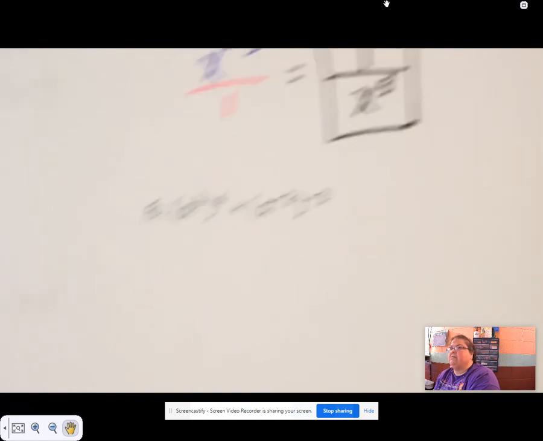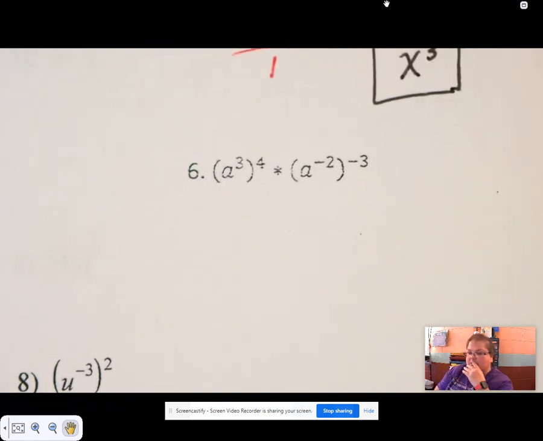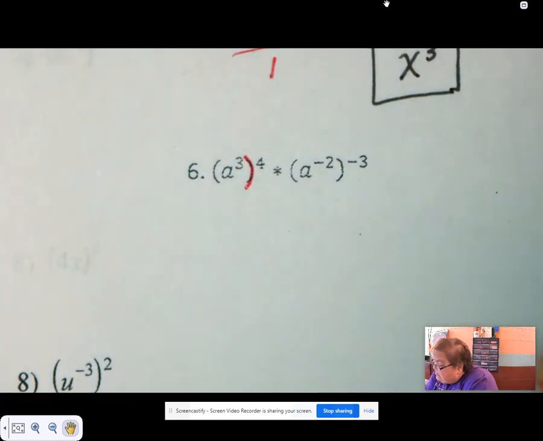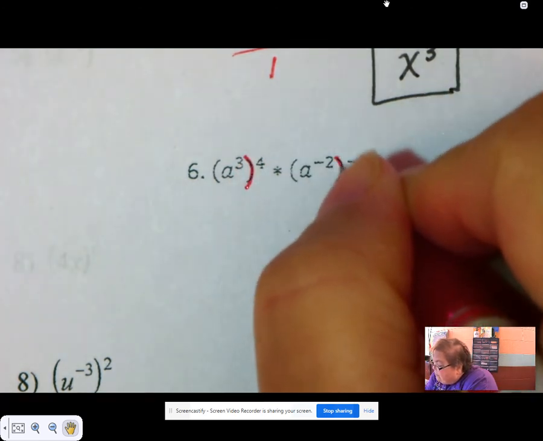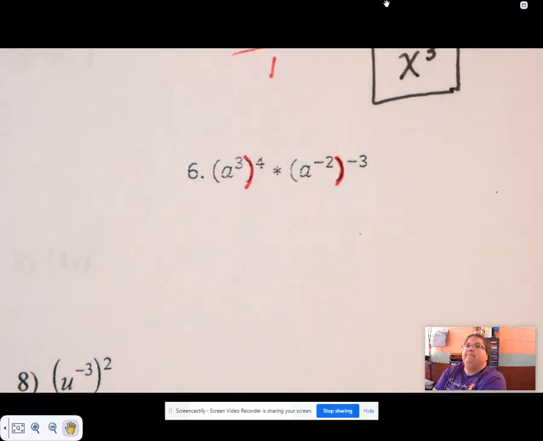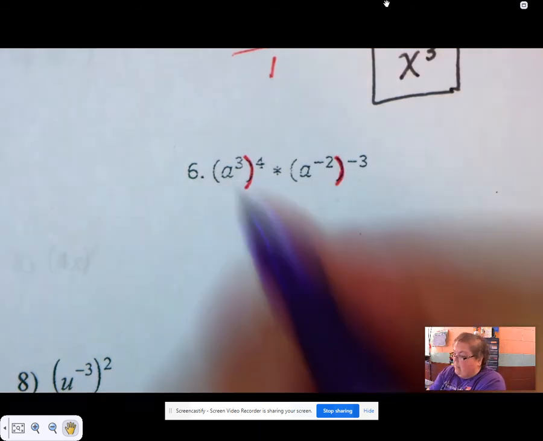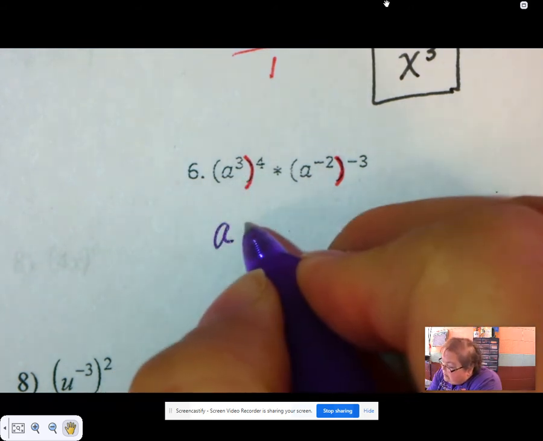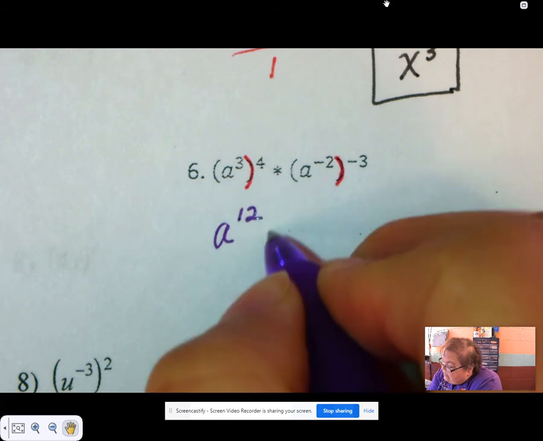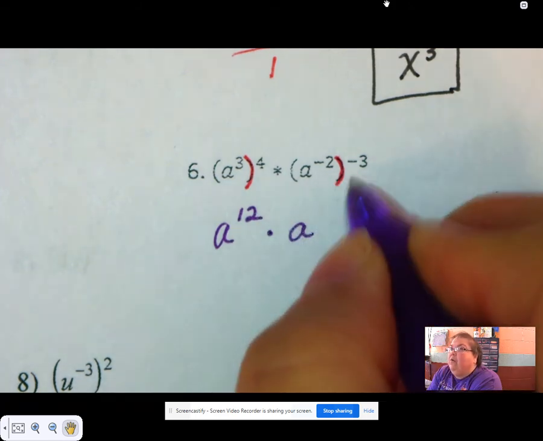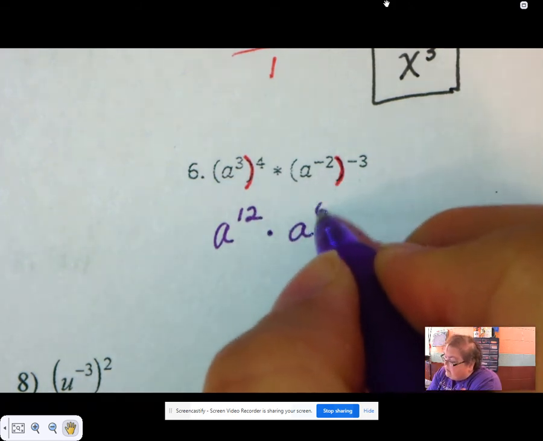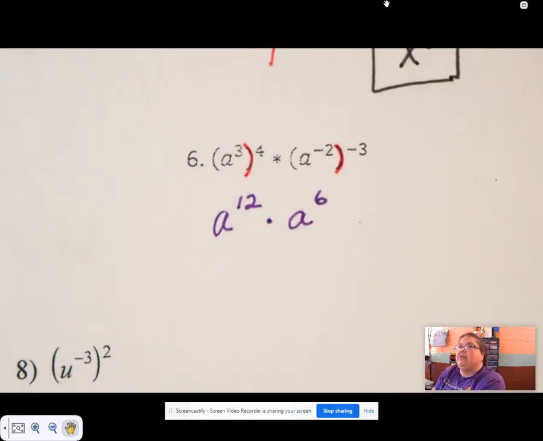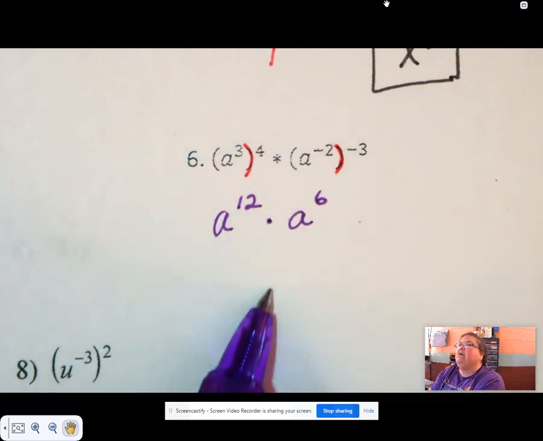Number 6. Just go straight down to number 6. All right. Here's my parentheses between my exponents here, and I have one between those exponents. This first one, a to the what power? 12, times a to the what power? 6, because negative 2 times negative 3 is positive 6. This is why we don't deal with negative exponents until we're done.